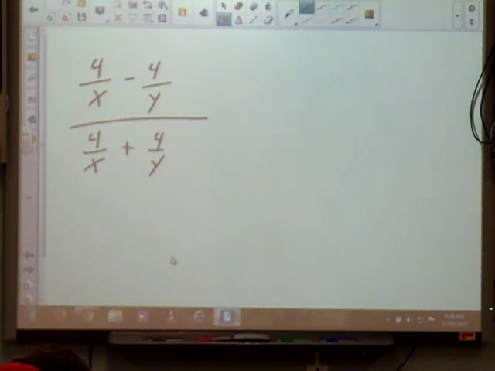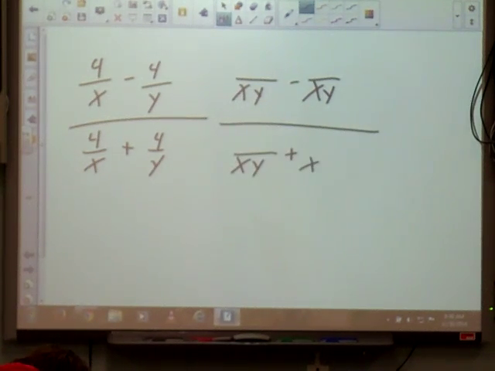Alright, this one has two denominators on both pieces, so there's a little bit more work to do. I'm going to start you on it, and then you're going to finish this one. Look on the top piece. What will X and Y both go evenly into? XY. So I'm going to have XY minus XY. On the bottom piece, it's the same, isn't it? So it's going to be an XY and an XY.